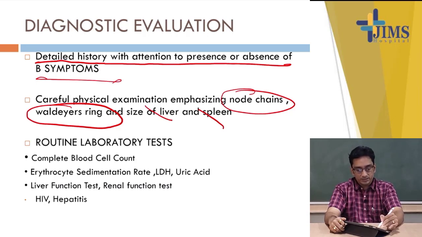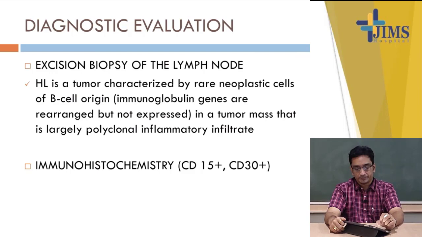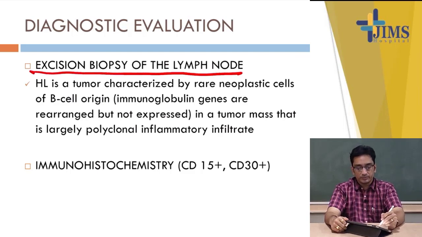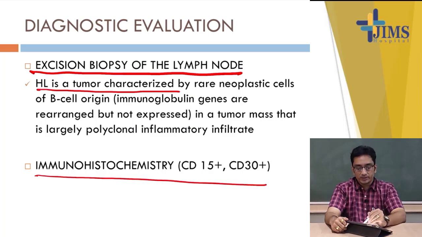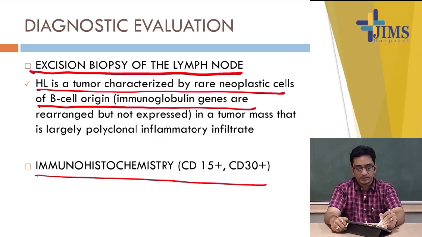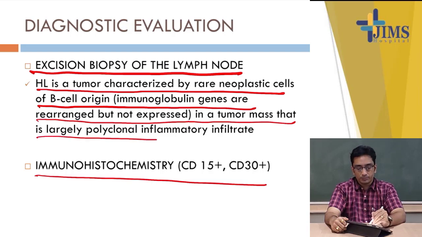Routine laboratory tests, obviously a complete blood cell count, and ESR, LDH, uric acid, liver function tests, renal function tests, HIV and hepatitis panel. Most important is excision biopsy of the lymph node followed by immunohistochemistry. HL is a tumor characterized by rare neoplastic cells of B cell origin. Immunoglobulin genes are rearranged but not expressed, in a tumor mass that is largely a polyclonal inflammatory infiltrate.